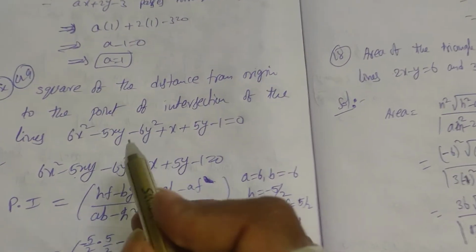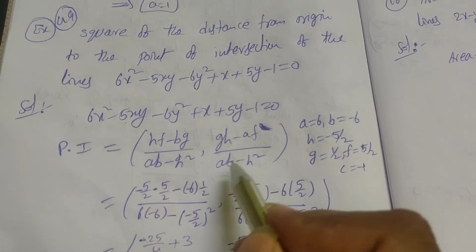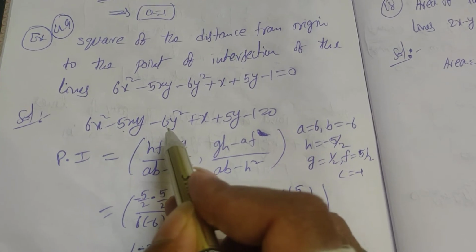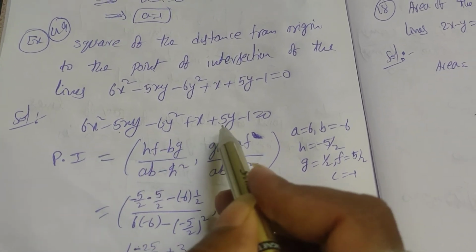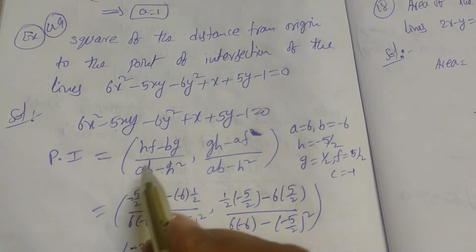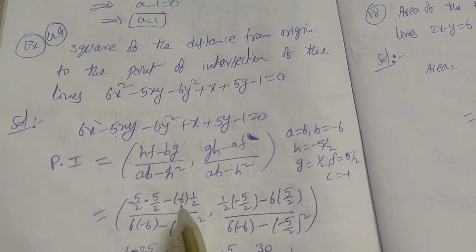Okay, so first you find out the point of intersection of the given lines. Use the formula: (hf minus bg) by (ab minus h square), (gh minus af) by (ab minus h square). Here a is equal to 6, h is equal to minus 5 by 2, b is equal to minus 6, g is equal to 1 by 2, f is equal to 5 by 2, and c is equal to minus 1.